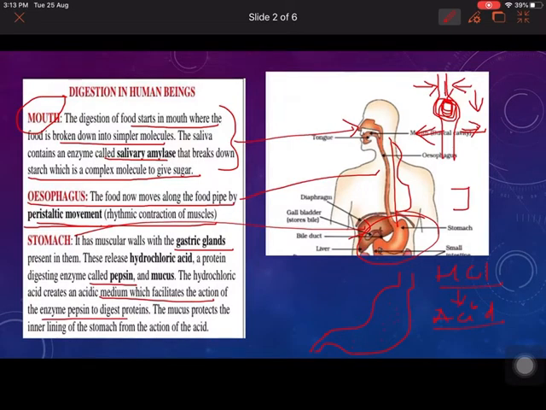Now the question comes: if such a strong acid is released in the stomach, how do the walls of the stomach remain intact? Mucus is released by the gastric glands, which forms a layer on the inside walls of your stomach and protects the inner lining of your stomach.